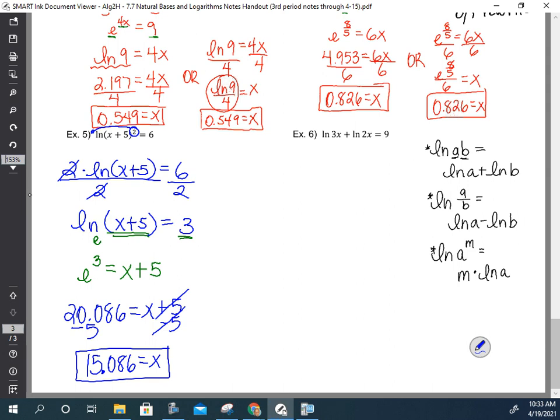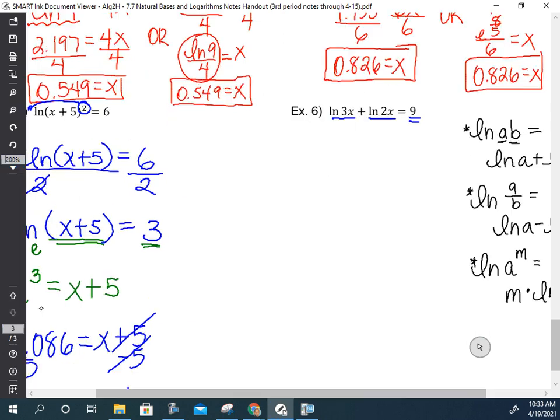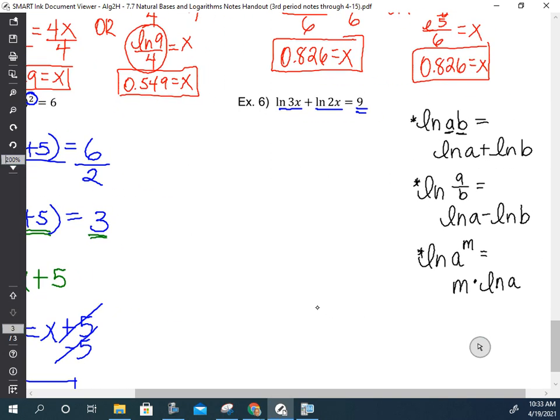All right, problem 6. So you've got natural log of 3x plus natural log of 2x equals 9. Problem here is very, very simple. You cannot have 2 logs. 2 logs, 2 natural logs, same difference. You can't have 2 of them. We need to get rid of them. So we are going to condense the problem.